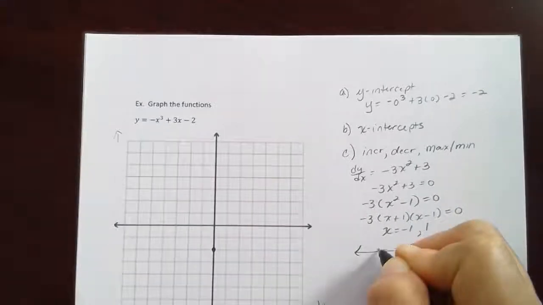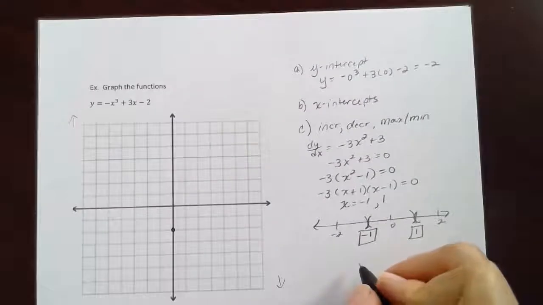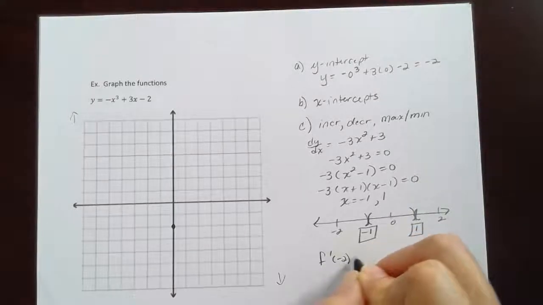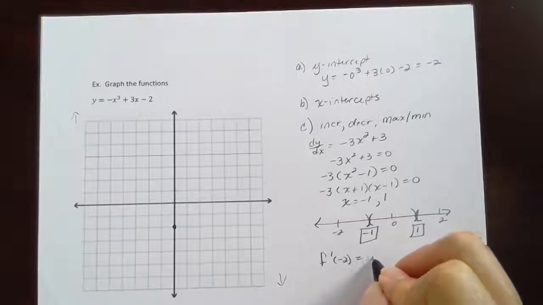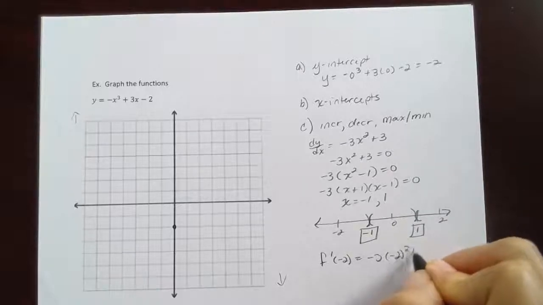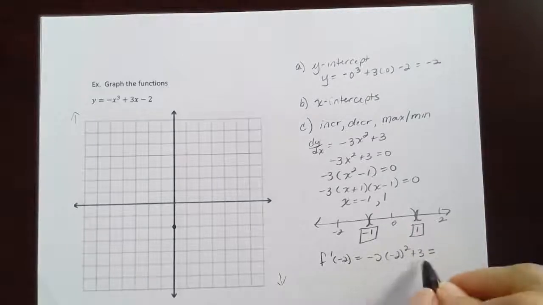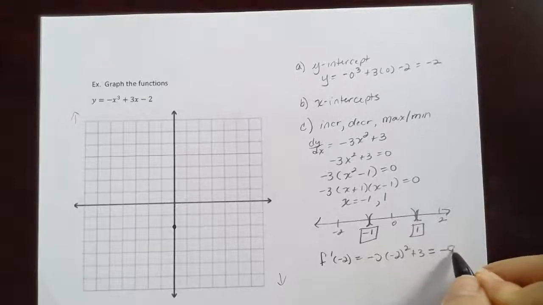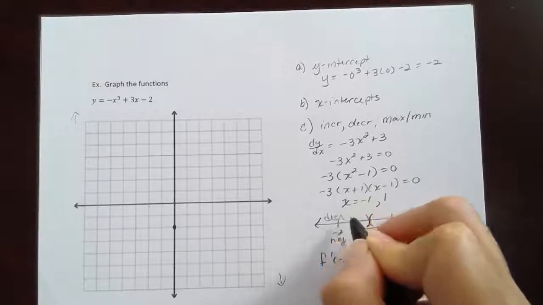All right, let's do test values. We use -2, 0, +2. So then f prime of -2 will be -3 times (-2) squared plus 3, which will be 4 times -3, so -12 plus 3 is going to be -9. So it's negative, which means we're decreasing.